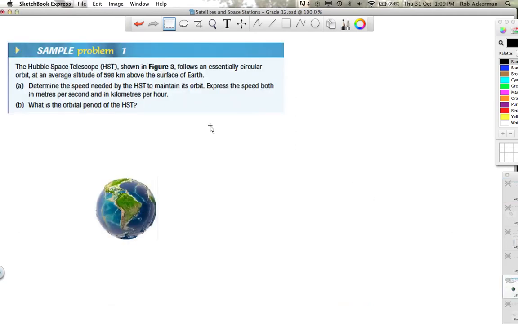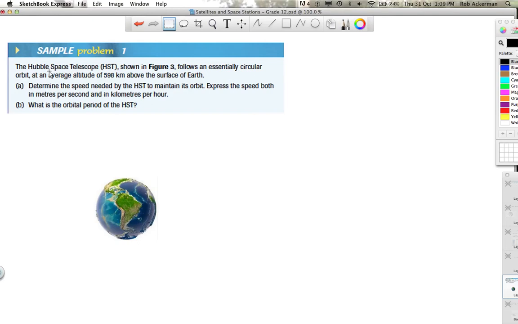We're going to start off with a question in the textbook. It's one of the sample problems. And first we'll solve it. I think you'll see it's actually not that difficult. And then we'll get into some interesting discussion about what's really going on with satellites. So they talk to you about something called the Hubble Space Telescope, the HST.